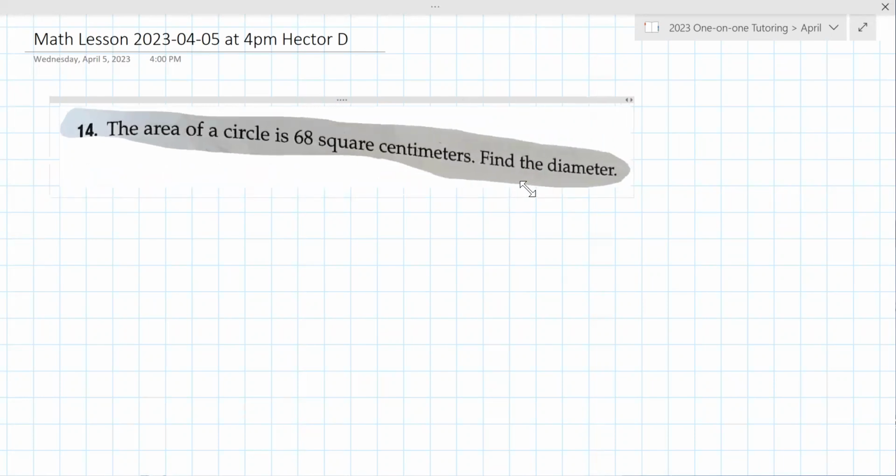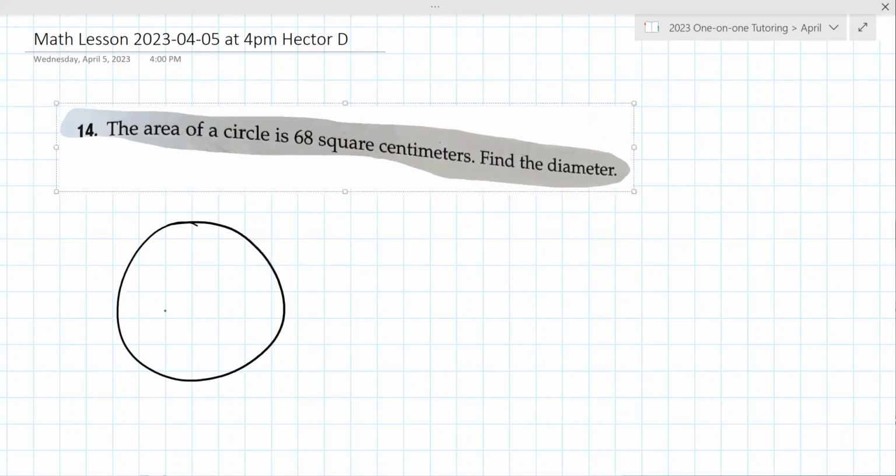Square centimeters. Find the diameter. So always good to draw a picture here. Maybe just label the thing you're trying to find. The area of a circle. Do you remember that formula from class?